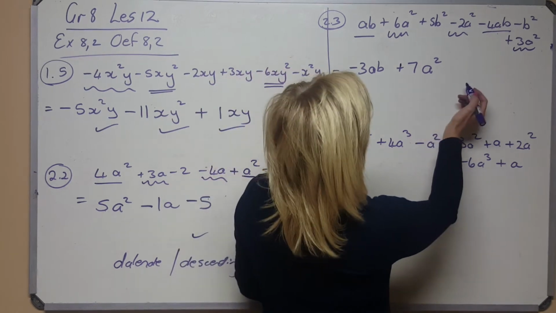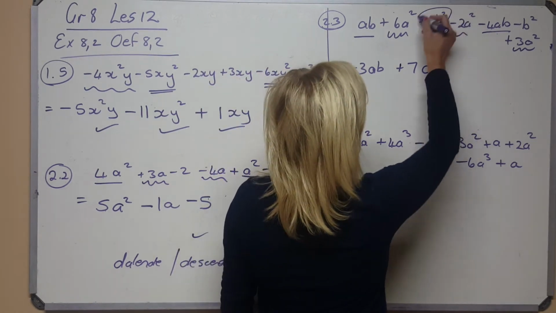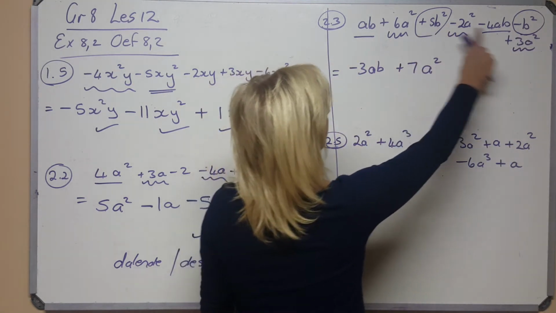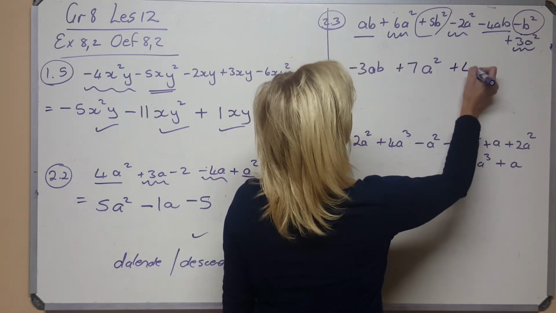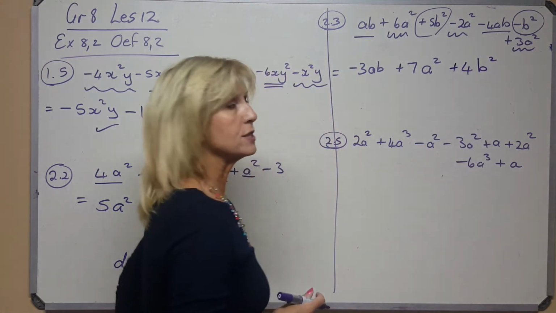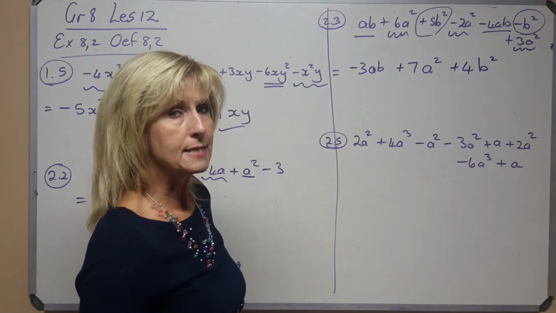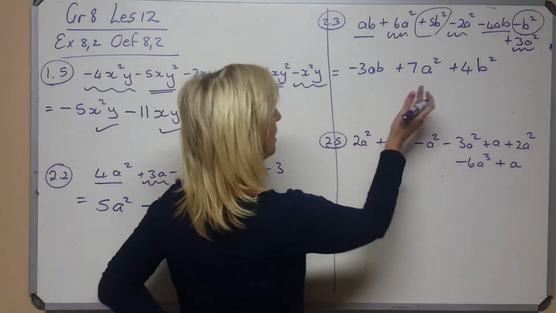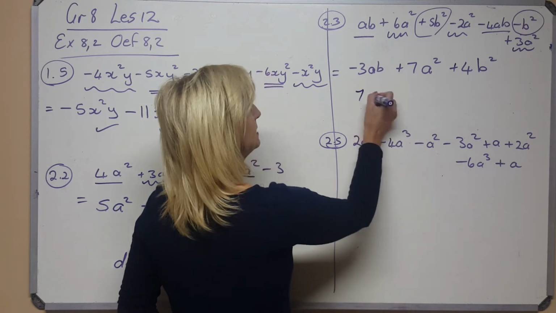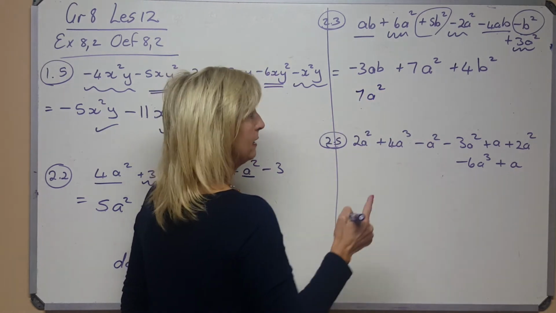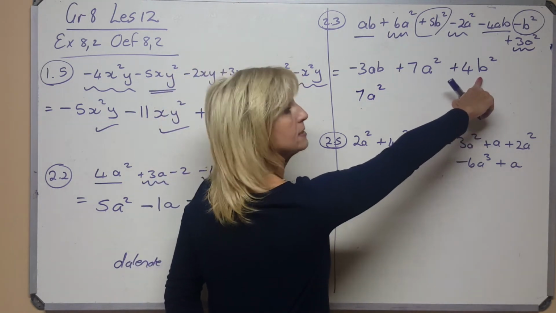En dan sit ons met b kwadrate. If we add those two like terms by adding the coefficients, 5 minus 1 is 4, plus 4, b tot die mag 2. Now the question said, write it in descending powers of a. So the first one that must be there with the highest exponent would be this one, 7a squared. The second highest exponent of a, well there is no a, so the exponent is 0.